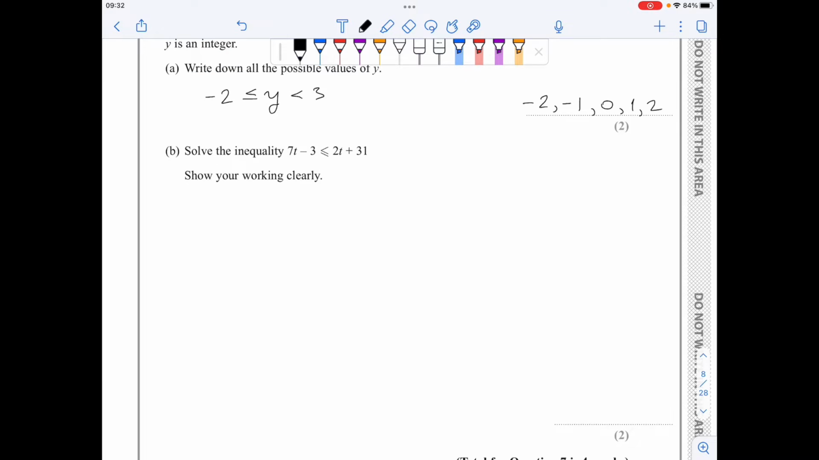For part B, I will rearrange the same way I rearrange an equation. So 7t minus 2t gives me 5t on the left, less than or equal to 34 on the right. So t is less than or equal to 34 over 5. That's the final answer. You can write this as a decimal if you want, but these will still give you full marks.